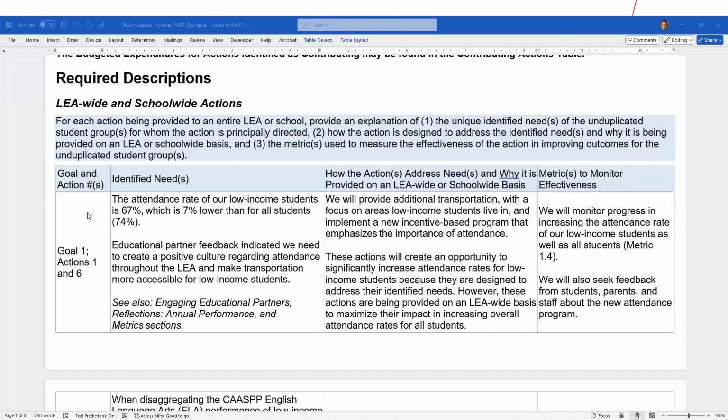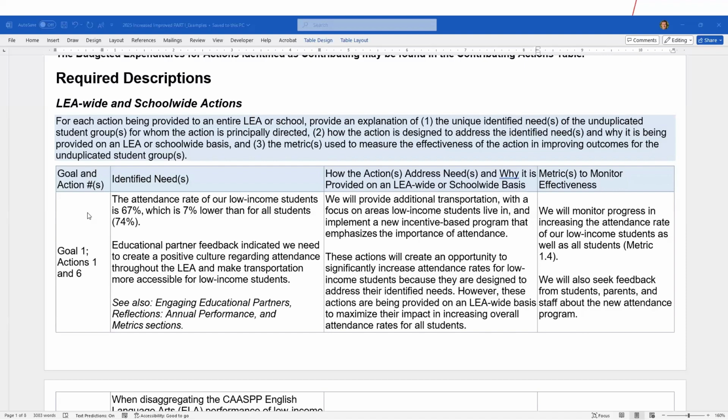Okay, in the identified needs column, this is what is setting up your explanation for why this action or these actions are contributing. The identified needs column is essentially your intro paragraph, right? So you're citing the data that you've utilized, that you've analyzed, and if applicable, educational partner feedback. That's usually what lives here. So in this example, the attendance rate of our low-income students is 67%, which is 7% lower than for all students, 74%. This information will also live in your metrics section. So you're just kind of summarizing. It's just like, hey, this is what's happening.